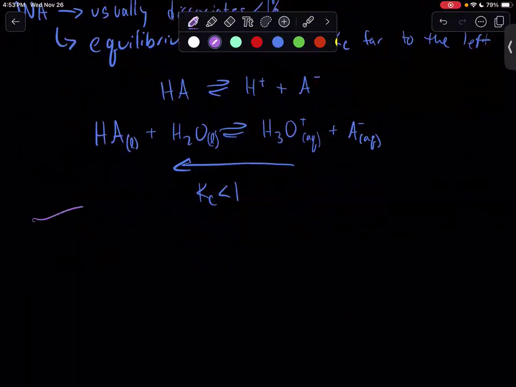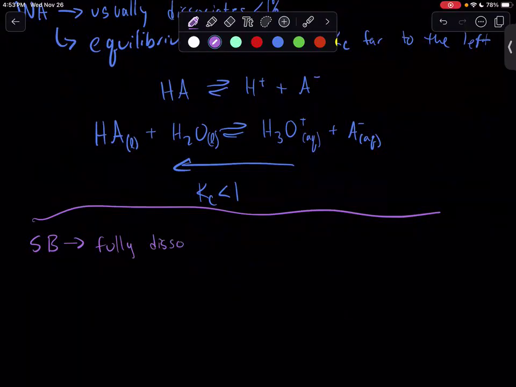We'll use the same logic as we talk about strong bases. They are usually represented by fully dissociating. And examples of our strong bases are group ones. So group 1 hydroxides.